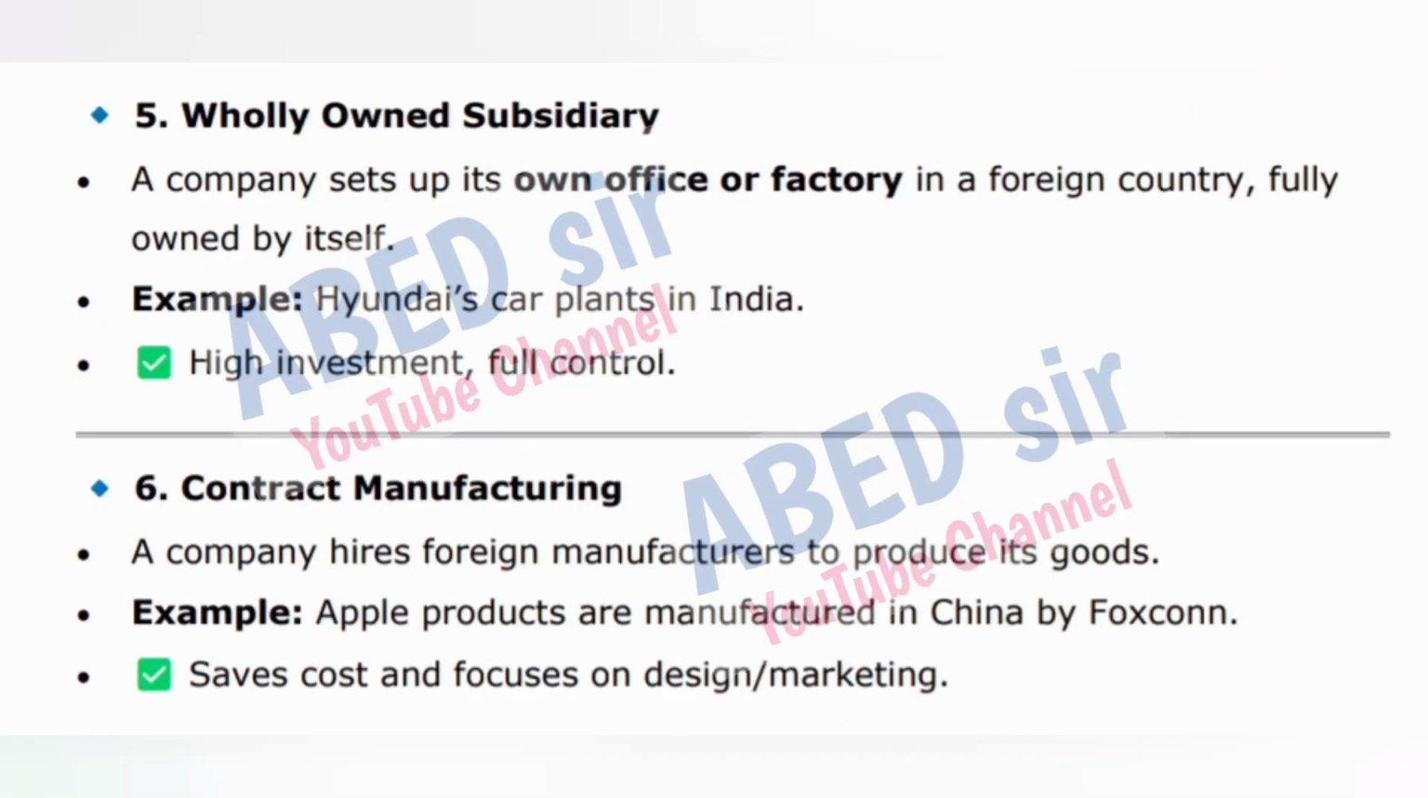5. Wholly owned subsidiary. A company sets up its own office or factory in a foreign country, fully owned by itself. Example, Hyundai's car plants in India. High investment, full control. 6. Contract manufacturing. A company hires foreign manufacturers to produce its goods. Example, Apple products are manufactured in China by Foxconn. Saves cost and focuses on design and marketing.